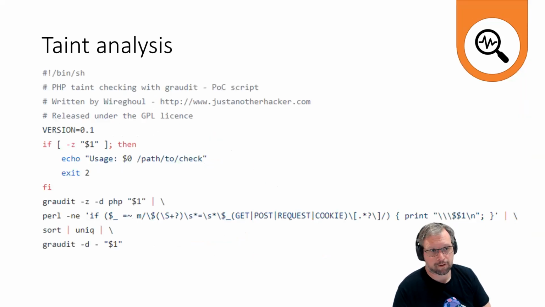And we can use grep to do taint analysis. This one only does one level deep. So what it does is it runs grep PHP, massages that through Perl to generate new grep rules on the fly based on what it's seeing, and then pipes that back into grep to scan again.